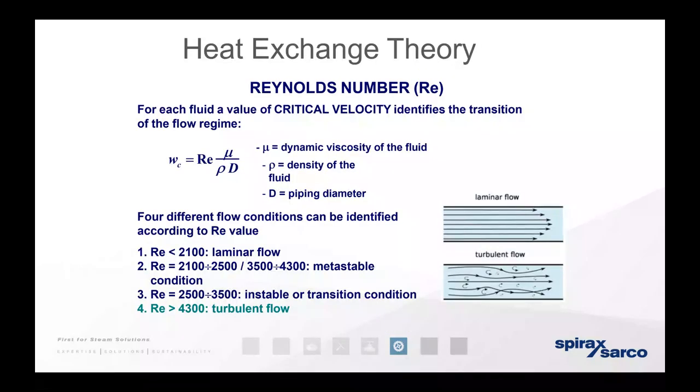So each fluid has a value of critical velocity, which identifies its transition. So effectively, when it moves from laminar to turbulent flow. If we take that same formula that we used before and rearrange it slightly, here we have μ as the dynamic viscosity of the fluid, ρ as the density of the fluid, and the piping diameter, just as we had before, gives you the WC, the critical velocity. So we have here 4 different conditions that can be identified using the RE value. So RE here is less than 2100, so it's laminar flow. As you can see, you've got the formula there. We will expand on these in later sections. So if I don't touch upon all of it, it's only because I know we're expanding on it in a later slide.